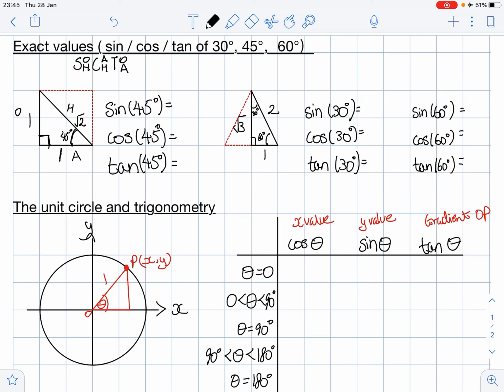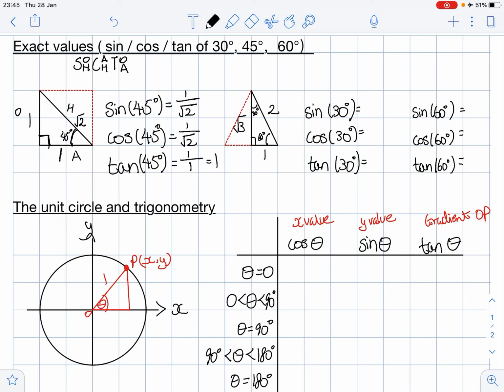Then remember our sine is opposite over hypotenuse. Therefore sine 45 is 1 over root 2. Cos 45 is adjacent over hypotenuse, so adjacent is 1, hypotenuse is root 2. Then tan 45 is O over A, so opposite is 1 and adjacent is 1. So tan 45 equals 1.